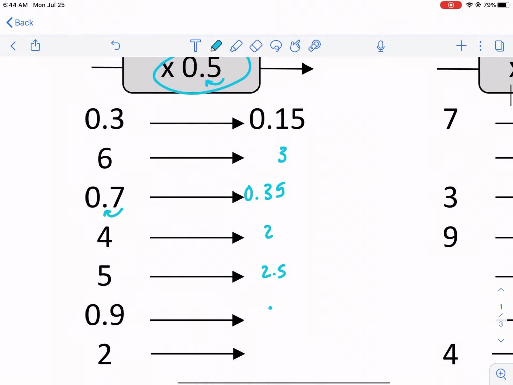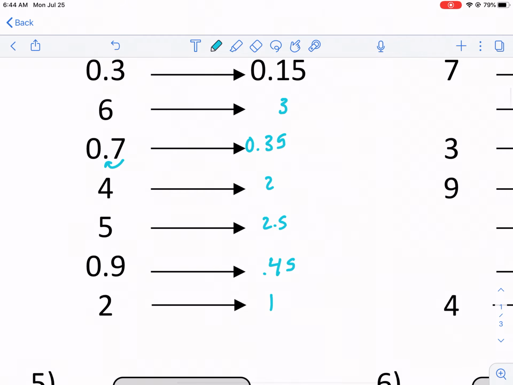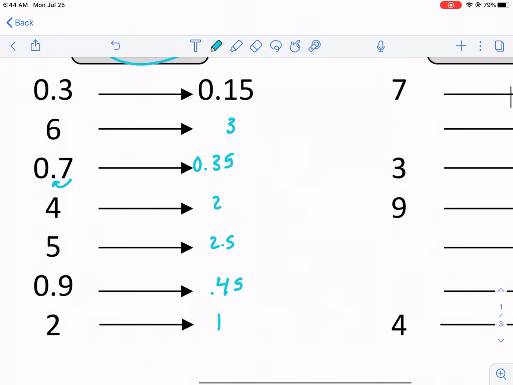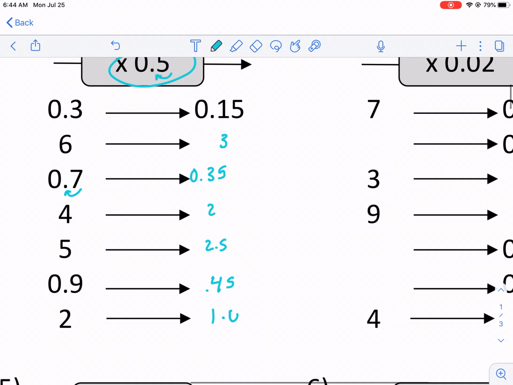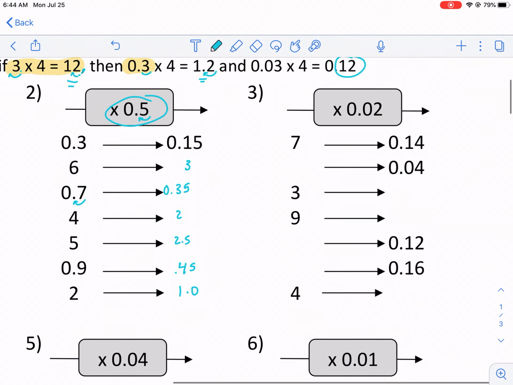This one's going to be 45, but I need to move it over twice. And then this is going to be 1, or 5 times 2 is 10. 1.0, that's where that 10 comes from, okay?